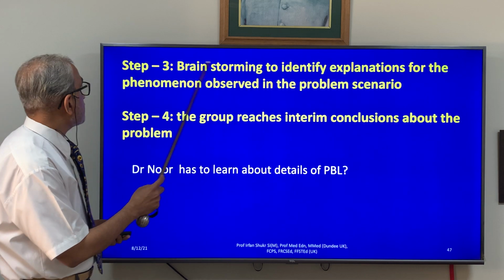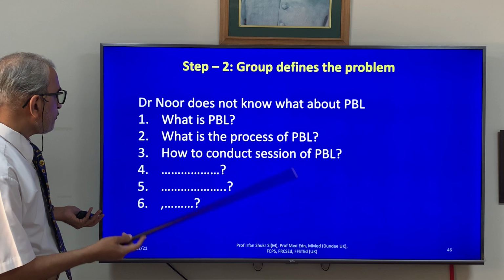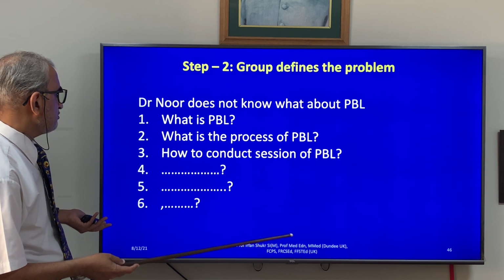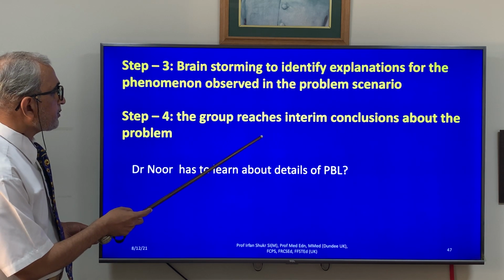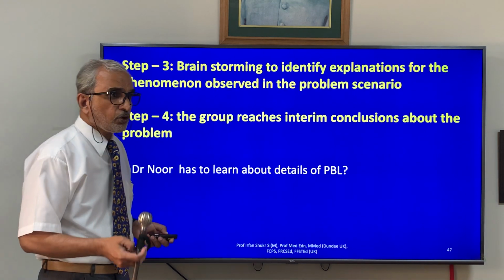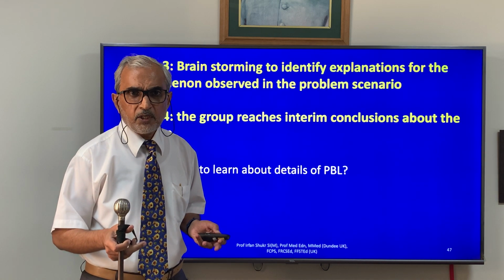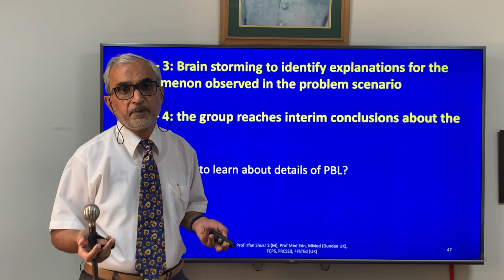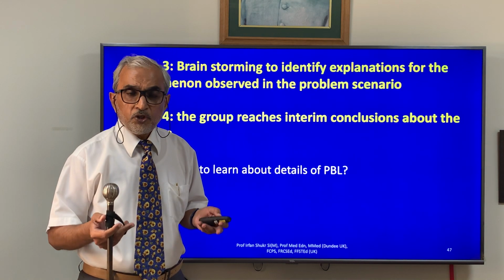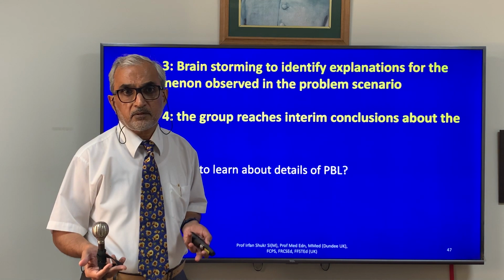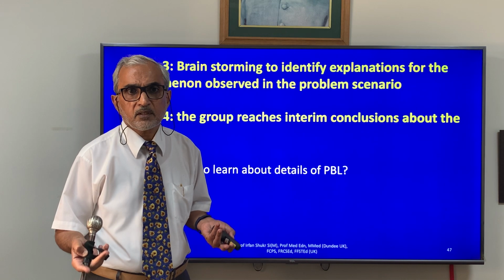Brainstorming to identify explanations for the phenomena observed in the problem scenario. These are the phenomena which were being observed. The group reaches an internal conclusion about the problem. So the conclusion about the problem is that Dr. Noor does not know how to conduct PBL. So the problem is to know about PBL, so that Dr. Noor's problem is solved.